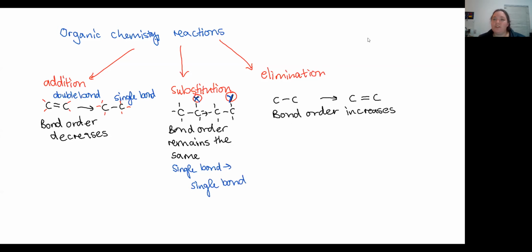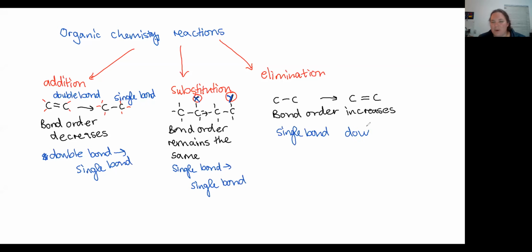Okay, the versions that we deal with at a matric level: in addition, you'll go from having a double bond to having a single bond, always. And in elimination, you'll go from having a single bond to having a double bond.